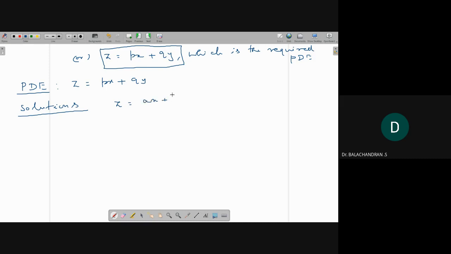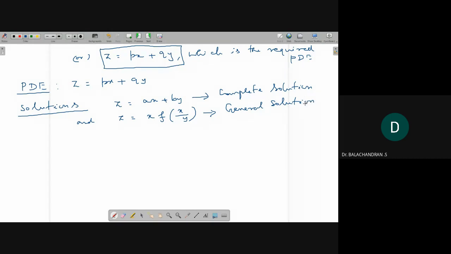Actually the solution is what? z is equal to ax plus by. So that is one of the solutions. This is called the complete solution. And z is equal to x into f of x by y, this is called a general solution. Okay, so now suppose this PDE is given. Usually we'll find what? First the complete solution, and then the general solution. Sometimes, if it exists, we'll find the singular solution.